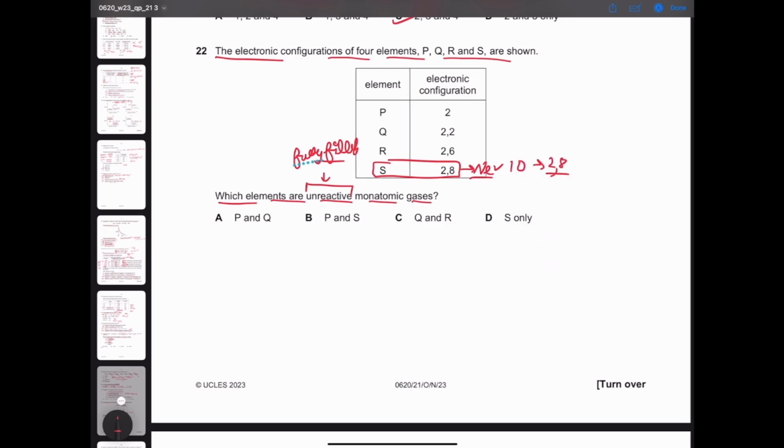Then we need to look for helium. And you know that helium has a configuration of 2 only. So the answer should be P and S.